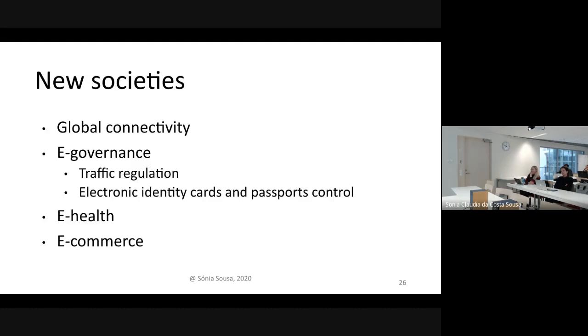We have the traffic regulations. You get a ticket. It happened to me already. If you go too fast, it's automatic. It goes to your email. There is no policeman there. It's just a picture and it goes. We have the electronic identity card, the passport controls, e-health. So my doctor doesn't say anything to me. Just says, go to the portal and see what the results are. We have e-commerce. We don't go out. We just do the shopping. And the shopping comes home. That's so nice.